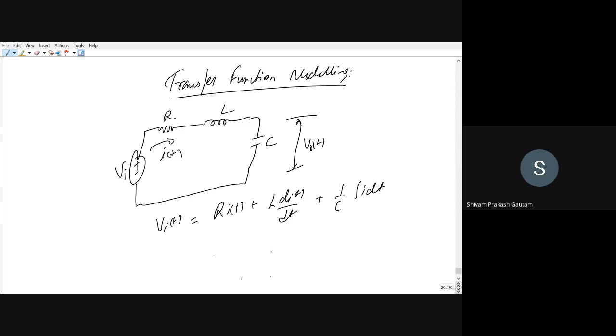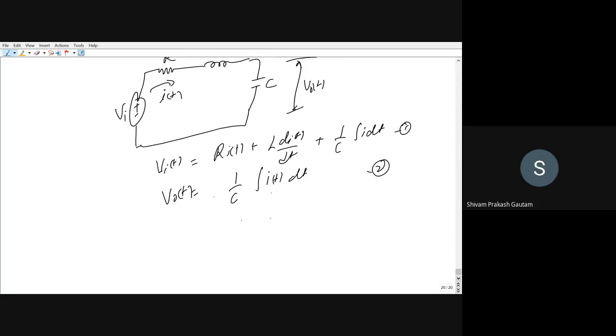This is the loop equation, and if you want to calculate the voltage across the capacitor, v0(t) will be equal to 1 by C integration of i(t) dt. This is equation number 1, and this is equation number 2. Now, to calculate v0(t), you would solve equations 1 and 2, but this will require some amount of effort.